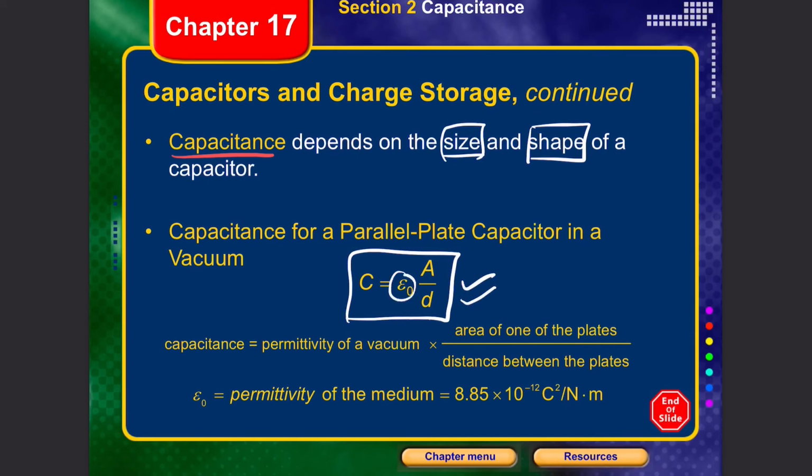So epsilon naught here is called the permittivity of vacuum. It's a constant. The value is 8.85 times 10 power negative 12. A here is the area of the plates and D is the distance between the two plates.